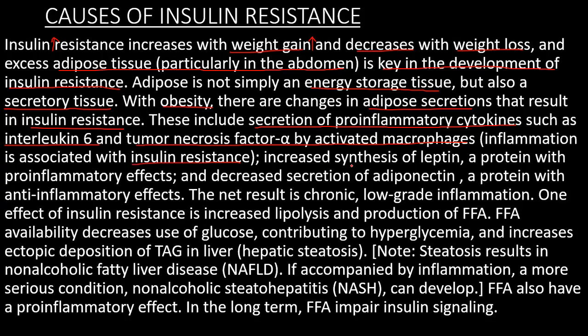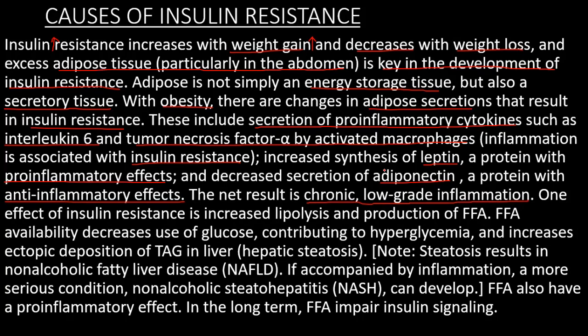Also, the adipocytes secrete more leptin, and leptin has pro-inflammatory effects. Also, the adipocytes decrease the secretion of adiponectin, and adiponectin has an anti-inflammatory effect. Now, what is the net result? The net result is that you will have a chronic low-grade inflammation.